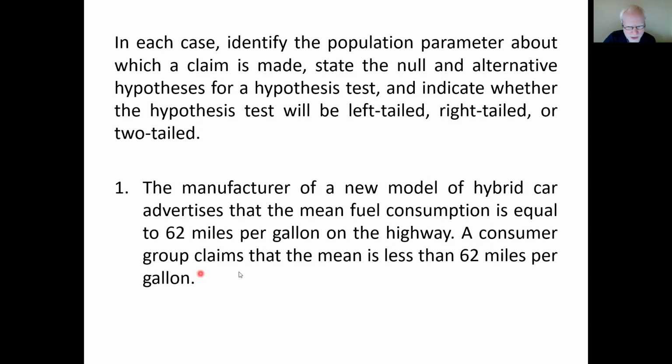A consumer group claims that the mean is less than 62 miles per gallon. So pause the video and write out what is the population parameter that we're making a claim about, what we're trying to uncover with our sample. State the null and alternative hypotheses and whether we're doing a left-tailed, right-tailed, or two-tailed hypothesis test.